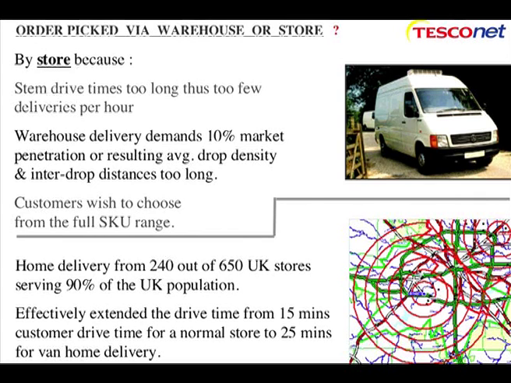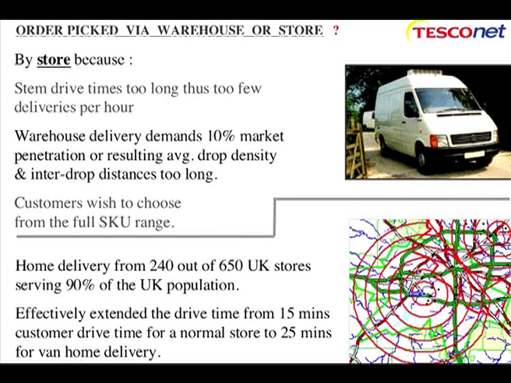Overall, customers wish to choose home shopping from the full SKU range. If it was done from a warehouse, they'd have to duplicate their warehouse system and have a lot more warehouses stocking the full SKU range. This is plainly not economic.